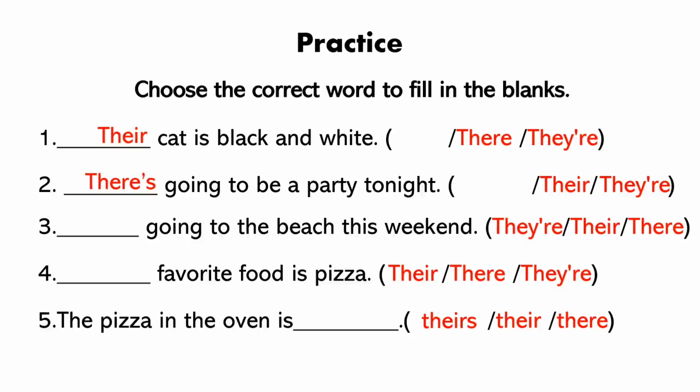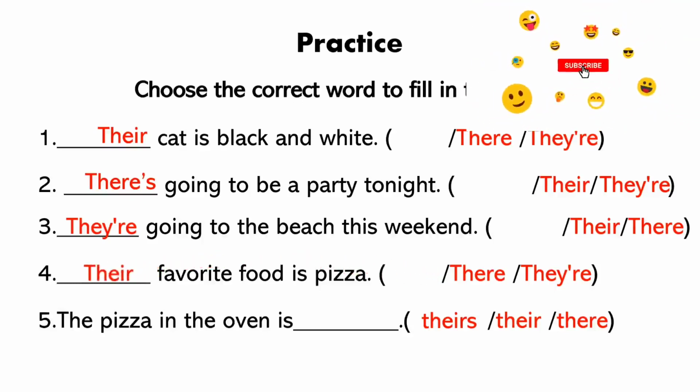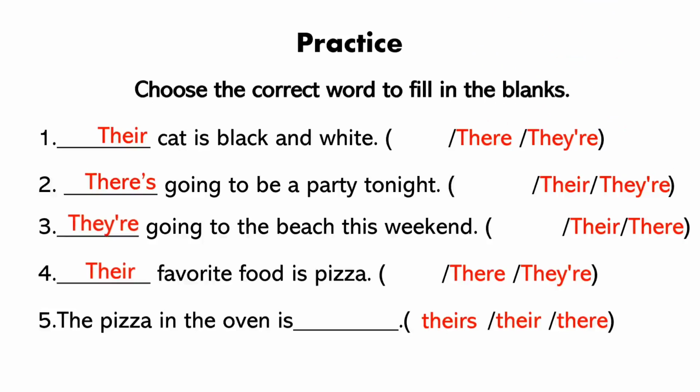In the third sentence, the correct word is they're, as it is a contraction of they are. They're going to the beach this week. In the fourth sentence, the correct word is their, as it shows that the pizza is someone's favorite food. In the fifth sentence, the correct word is theirs, as it is used to avoid the repetition of pizza.